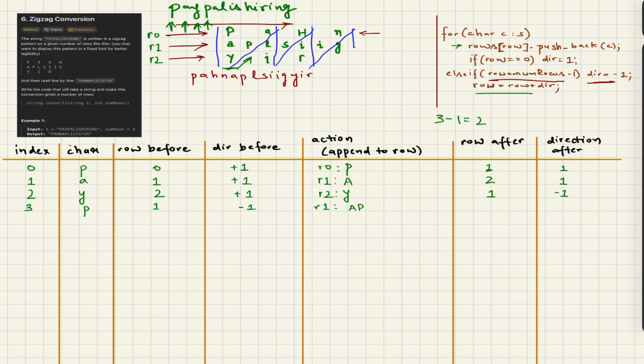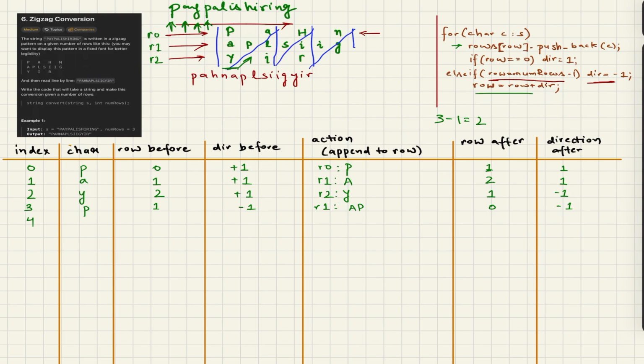Now, is my row equal to 0? No, it is not. Is my row equal to numRows minus 1? Nope, it is not. So the row will be row plus dir, which is 1 plus -1, which is nothing but 0, and the direction will remain the same.